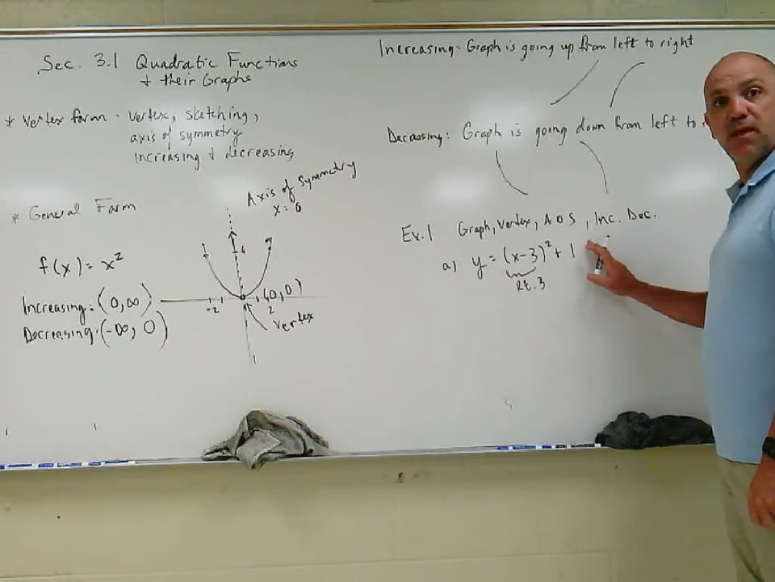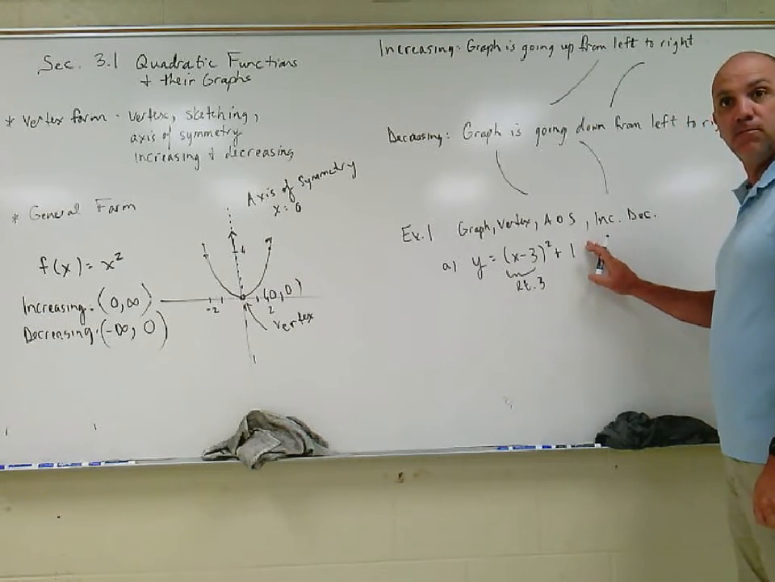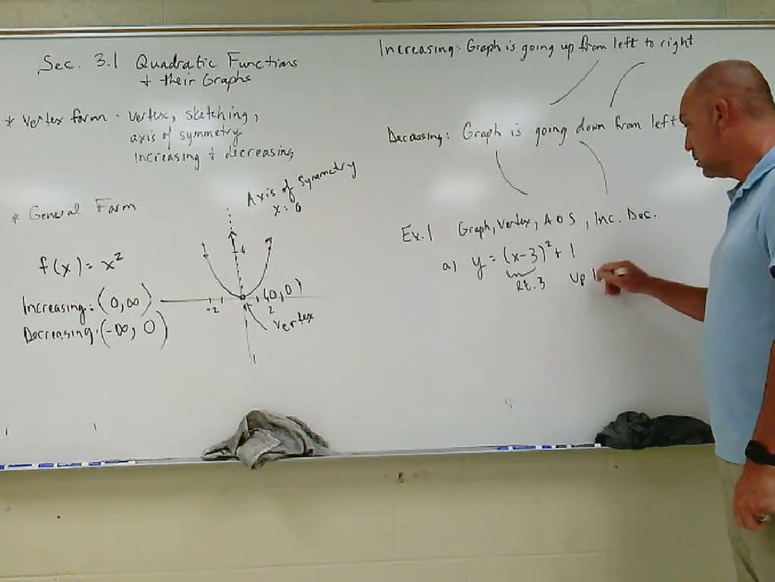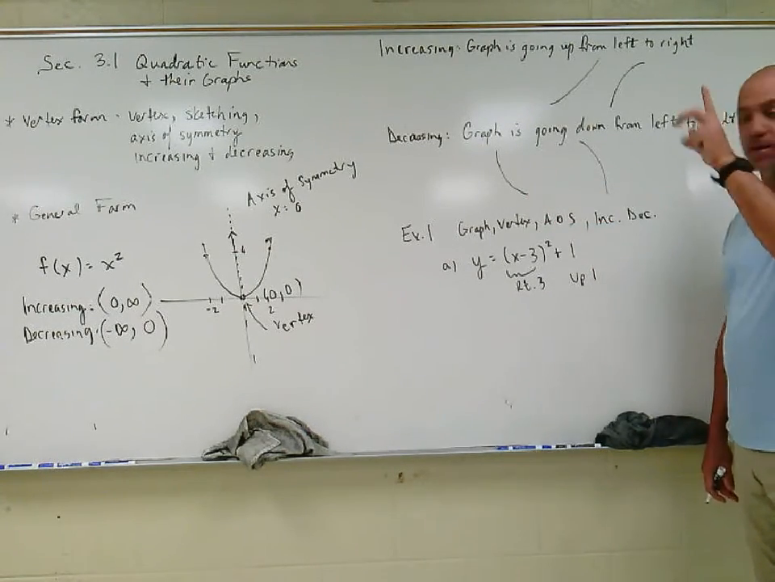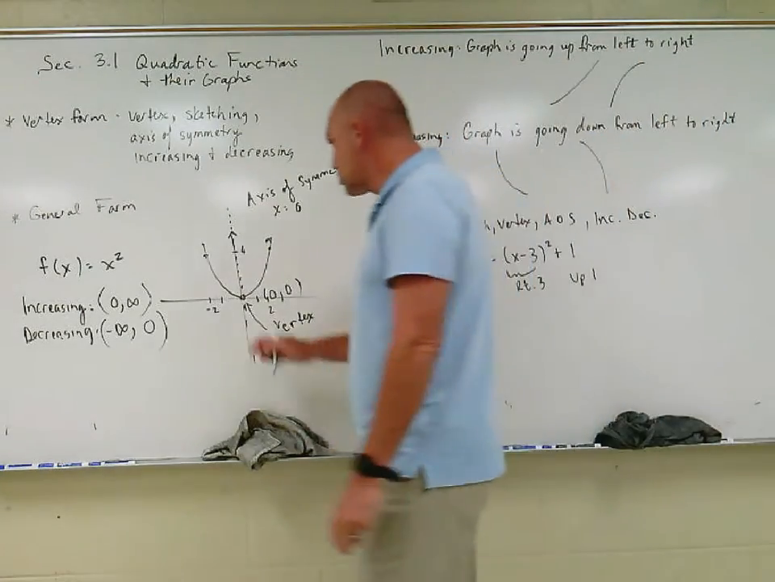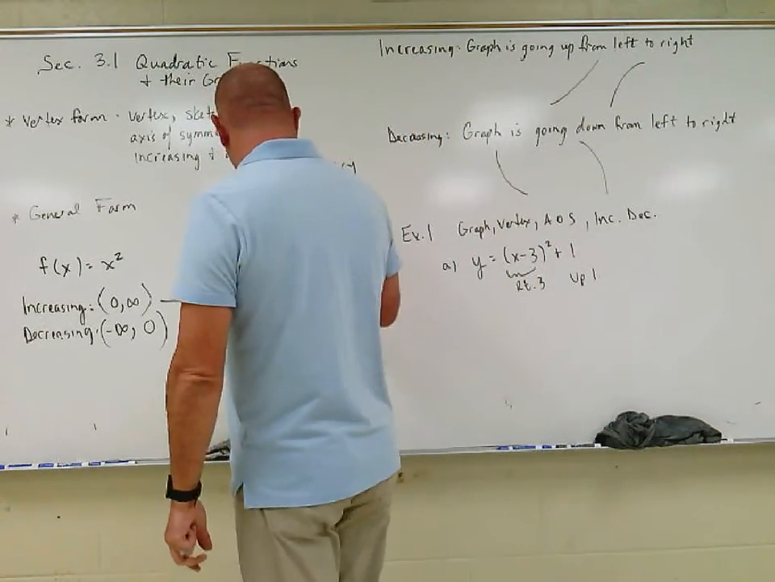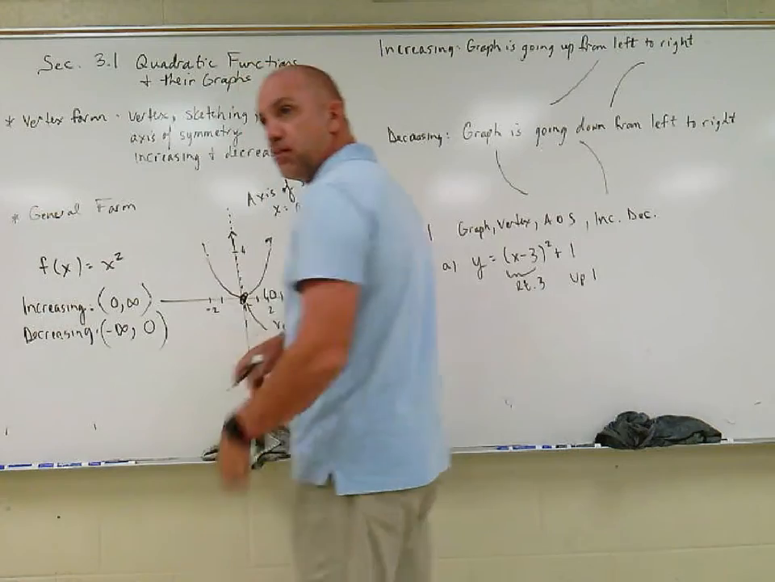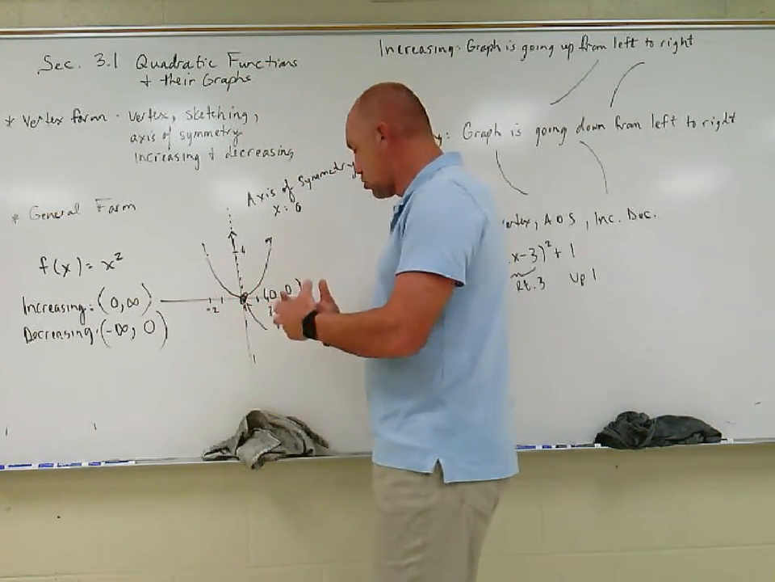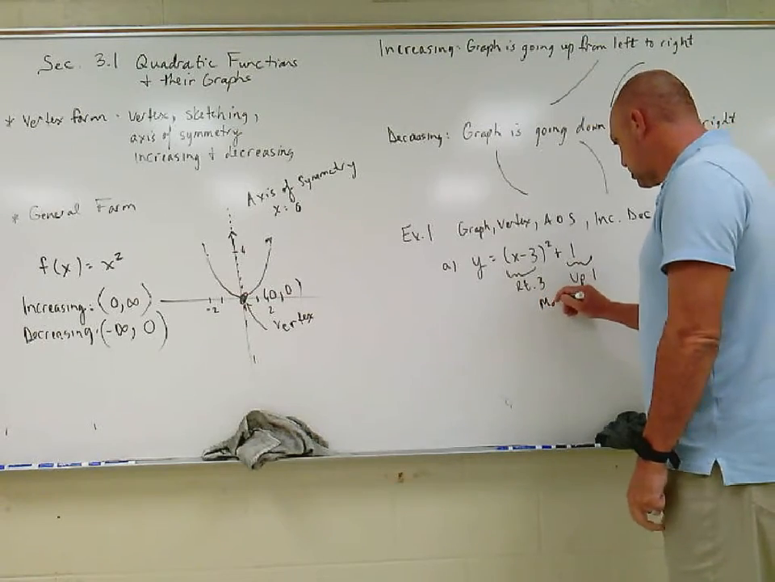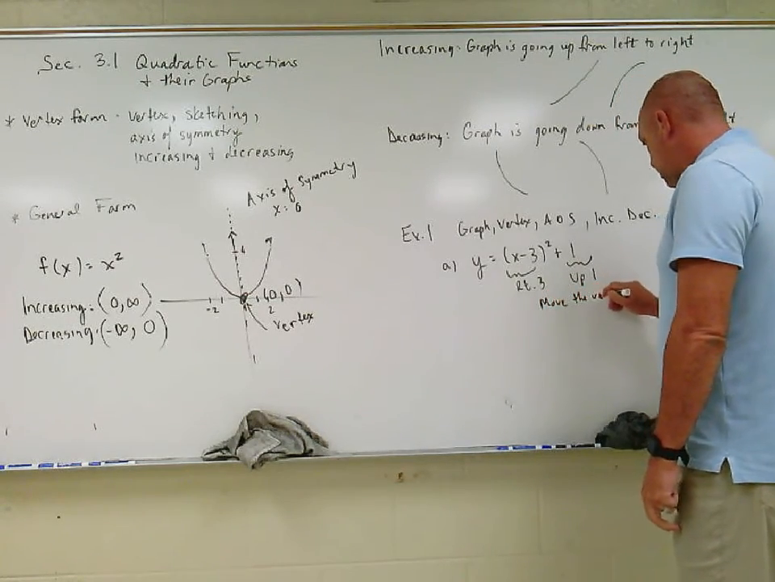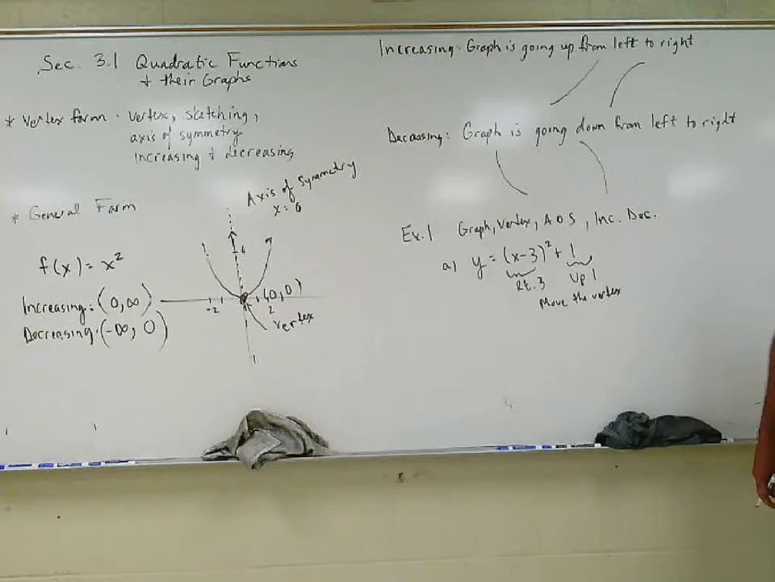And then the number on the outside, you move where? Up. That's right, up 1. So all you gotta do is take that graph and move it right 3 and up 1. Now here's what I would do. I would just move this point and then redraw it. So the point I would move is just move the vertex and then redraw the picture, okay?